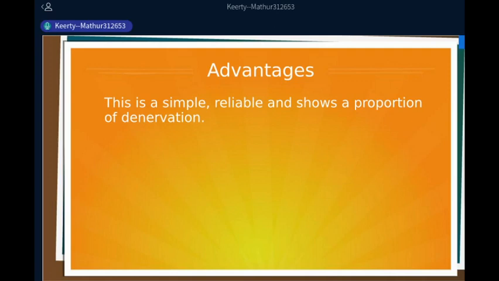Now coming to the advantages. The advantage is that this is a very simple method, it is reliable and it shows a proportion of denervation. It is simple because we do not need any multiple high technique things to draw a graph, and we don't need special techniques or special instruments. And second, it is reliable because we can come to know about a proportion of denervation.